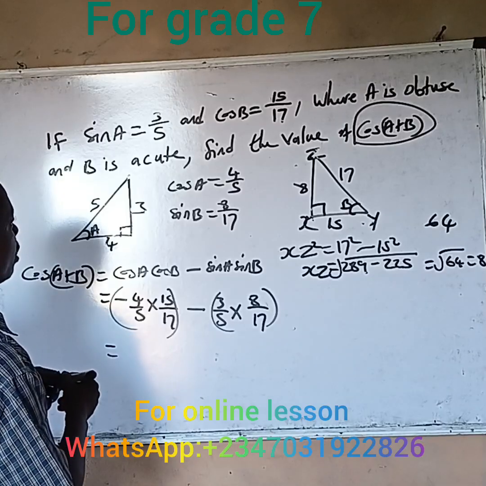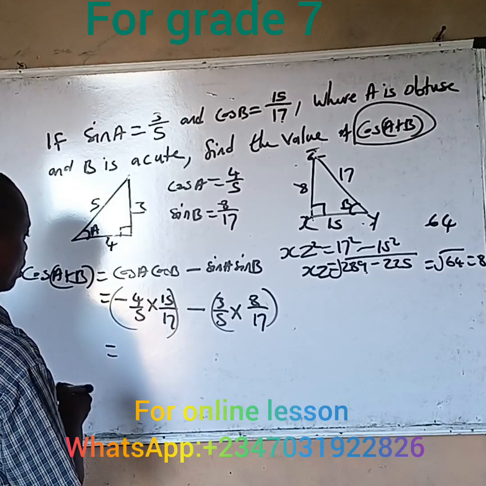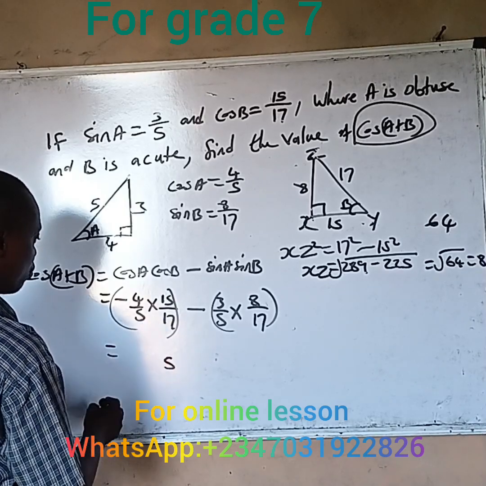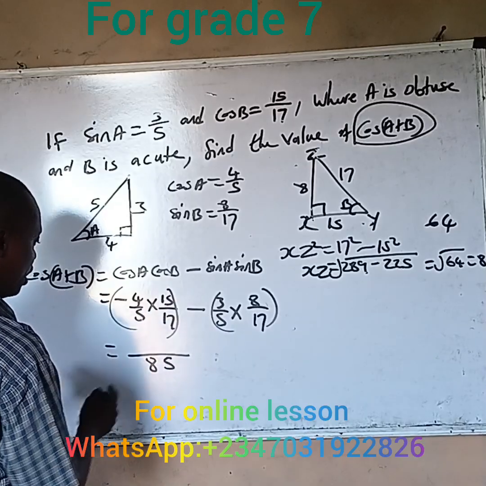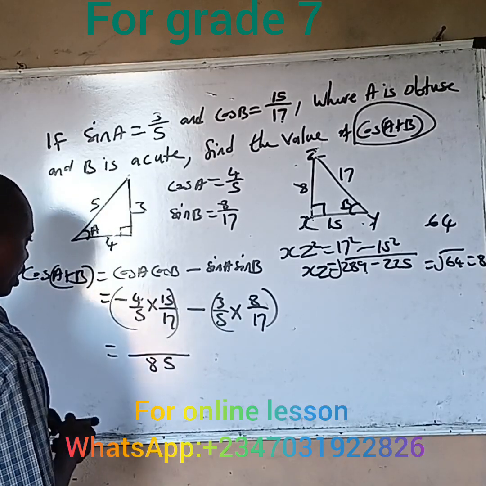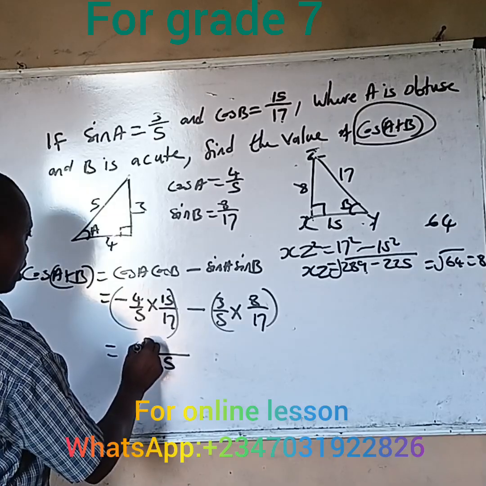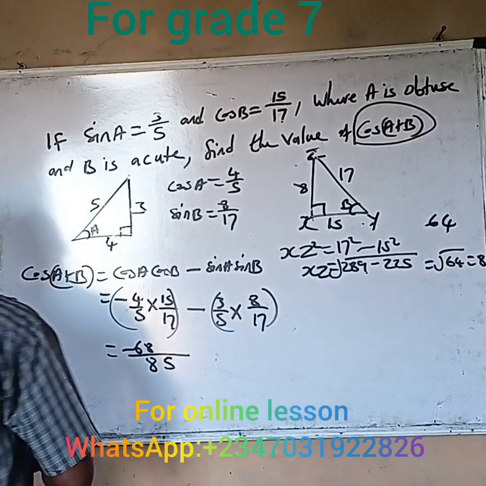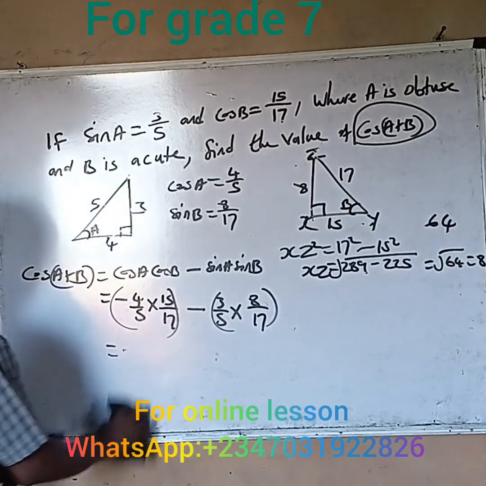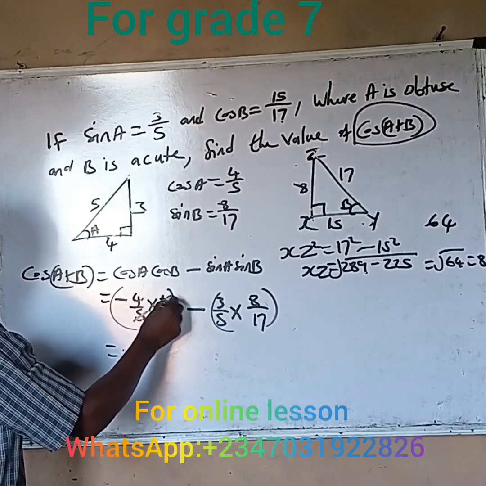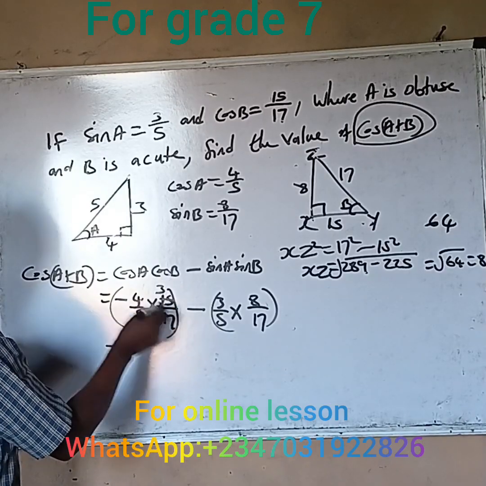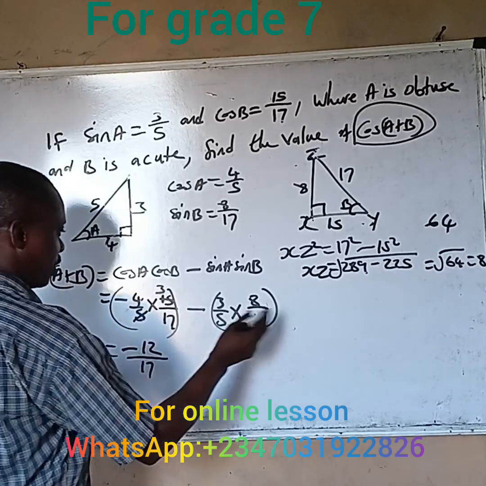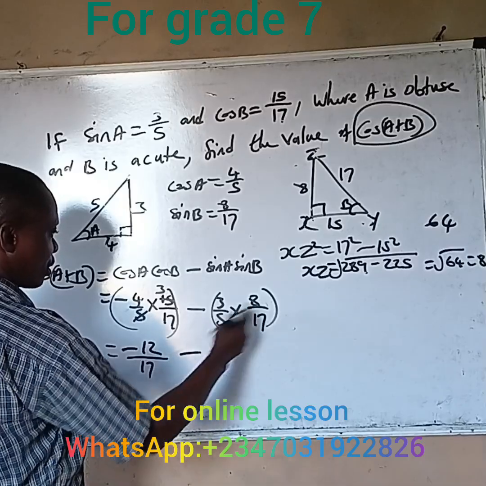The LCM of 5 and 17 is 5 times 17, which is 85. Oh, sorry, this is times, this is times. So we just cancel: 5 into 15 is 3. So this will give us minus 12 over 17. And on this side, we have minus, and nothing cancels out there.